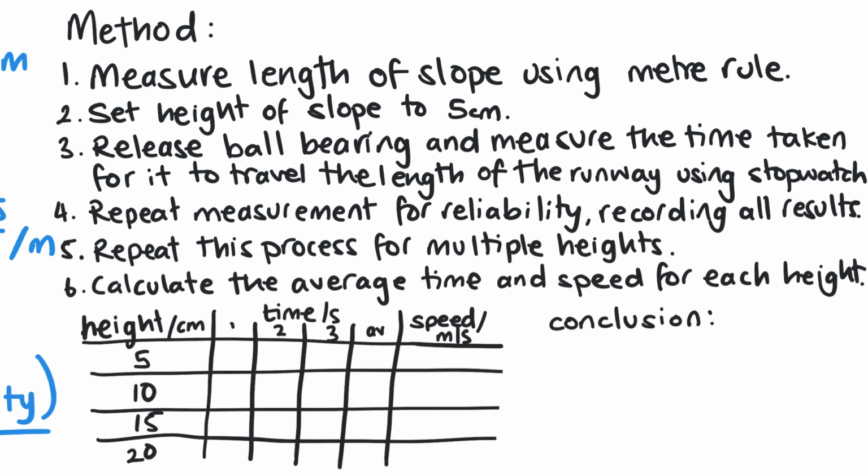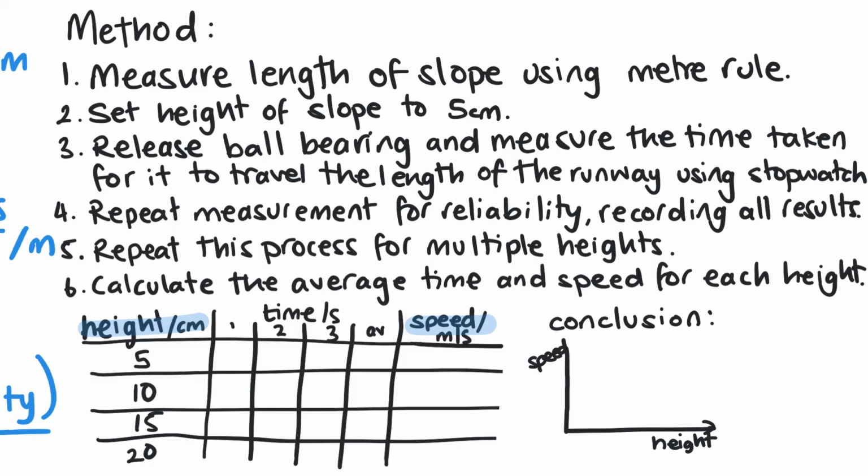So your results should be recorded in a table like this. Remember that each heading should have the units included in it. What we're interested in is the relationship between the height of the slope and the speed, the average speed of the ball bearing. So to truly see the relationship between those, what we can do is plot a graph. And on that graph, we will put our independent variable, that's the height, on the x-axis, and we'll put the speed on the y-axis.